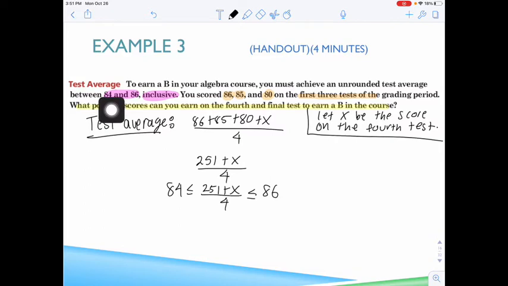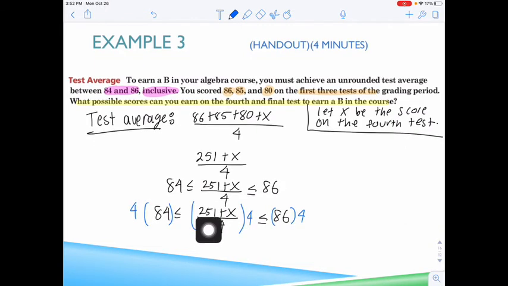Now we're going to use the information that we need between an 84 and an 86 inclusive. Inclusive means we're going to use the equal to symbol. So we have less than or equal to on both. So we know we want to be between 84 and 86, but we can also include the numbers 84 and 86. So we're going to try and figure out what value of x we need in order to make this inequality true.